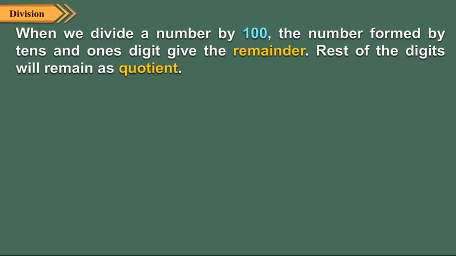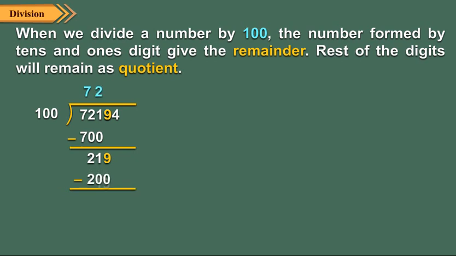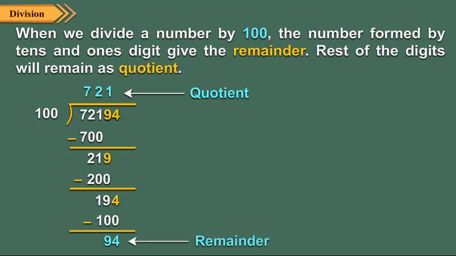When we divide a number by 100, the number formed by the tens and ones digit give the remainder. Rest of the digits will remain as the quotient. Let us divide 72,194 by 100. Here, the quotient is 721 and remainder is 94.